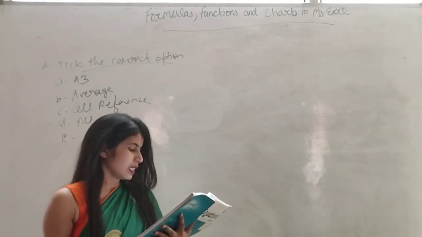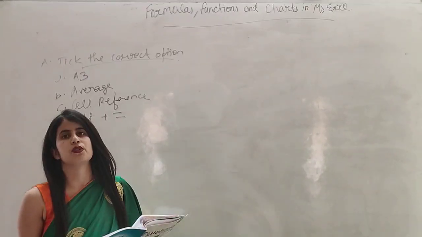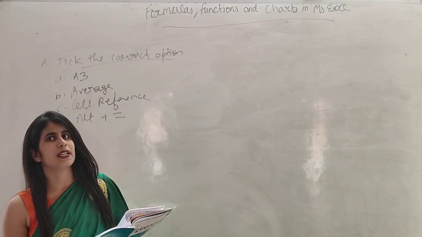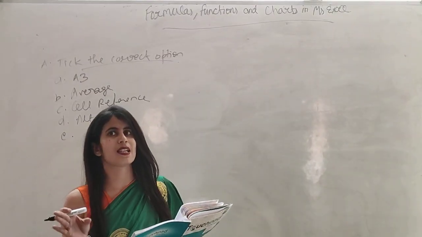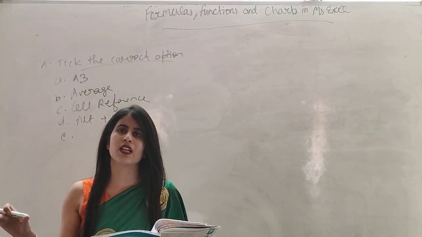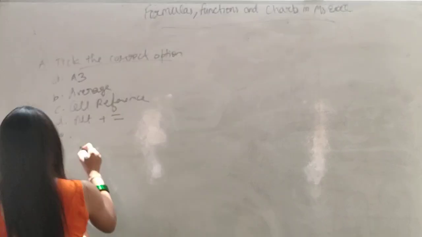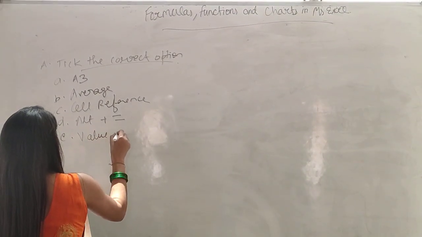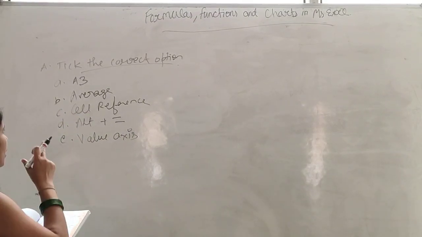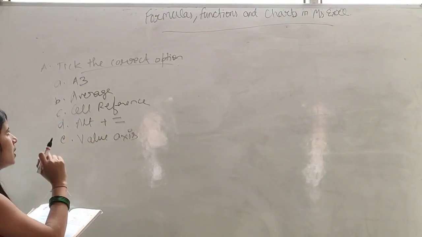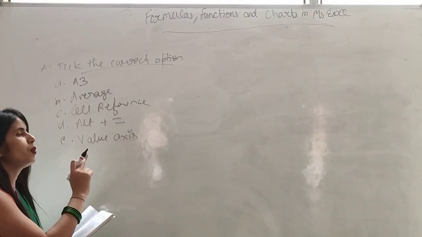Next one is, this is the vertical axis that is used to plot the values. Okay, we studied that the axis that is vertical is known as value axis, and the axis that is horizontal is known as category axis. So here the answer will be value axis. So the answers are the following: A3, average, cell reference, Alt plus equal to, and value axis.